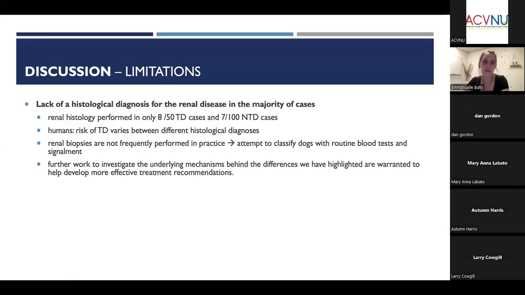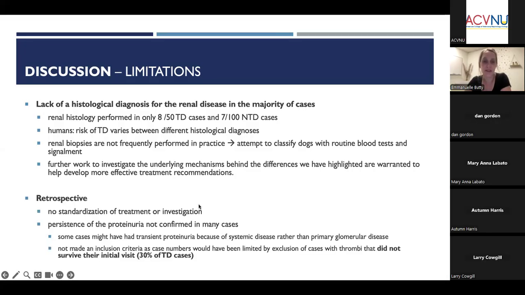Their argument was that renal biopsies are not frequently performed, so they attempted to classify the dogs with routine blood tests and signalment to see if anything was popping out and helping guide our anticoagulation therapy just based on routine blood work and signalment. But definitely, they also described that further work to investigate underlying mechanisms and the differences that were highlighted here is needed to have more effective treatment recommendations.